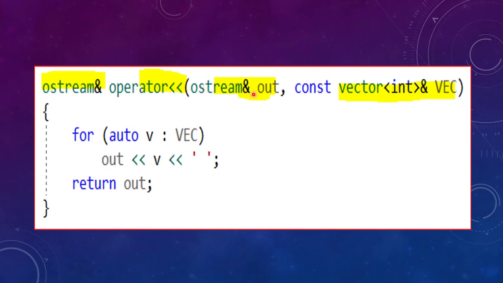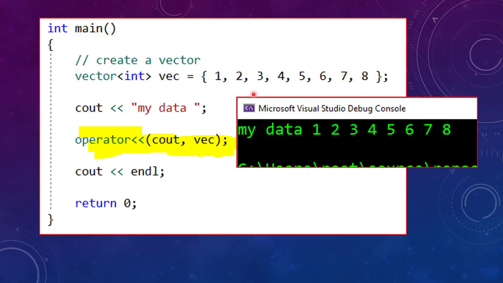So let's see if it works. Operator, cout comma vec, and there it is. Cout says this, and then I say cout comma vec, and it prints out the vec. But I'd like to combine these two together. I really don't want to use a function so directly like this. I want the compiler to handle the work.